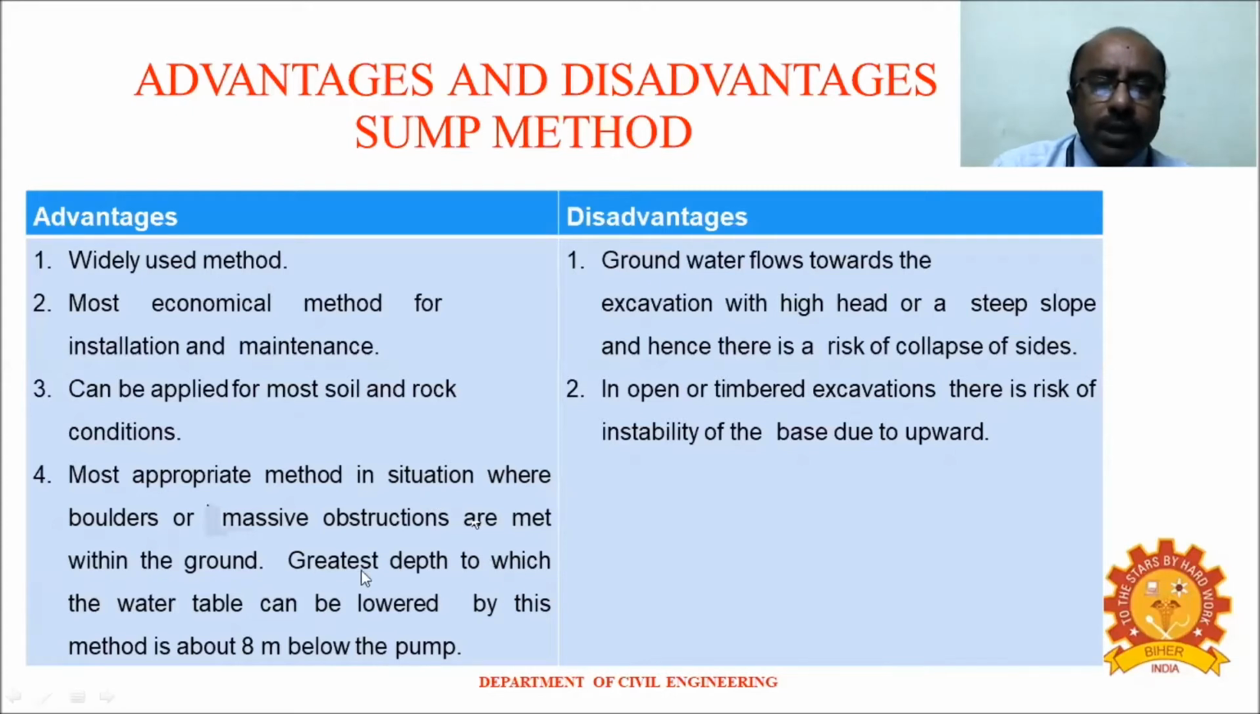The greatest depth to which the water table can be lowered by this method is about 8 meters. So more than that, we cannot go for this sump method. Let's say we have the following disadvantages, where the groundwater flows towards the excavation with a high head or a steep slope, so there may be a risk of collapse of the sides. That is the main disadvantage, because the sides are not secure, they are not braced. That is why we are going for the slope.